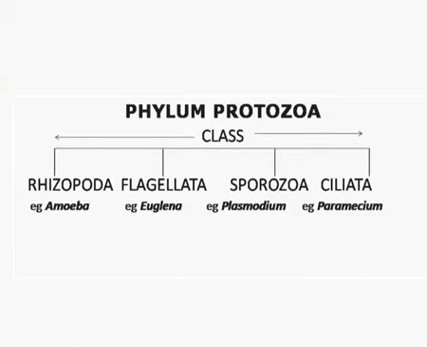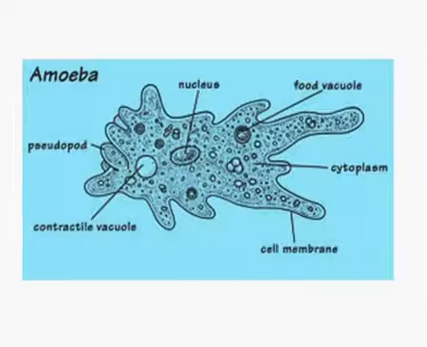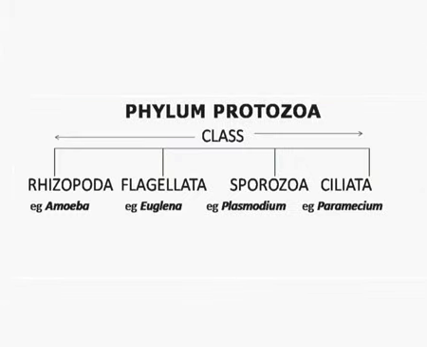Phylum Protozoa is divided into 4 classes. Class Rhizopoda. Rhizopoda include all those organisms which move about with the help of pseudopodia. Example is amoeba. Class Flagellata. As the name suggests, flagella means whip-like. So this class includes all the organisms which move about with the help of flagella.